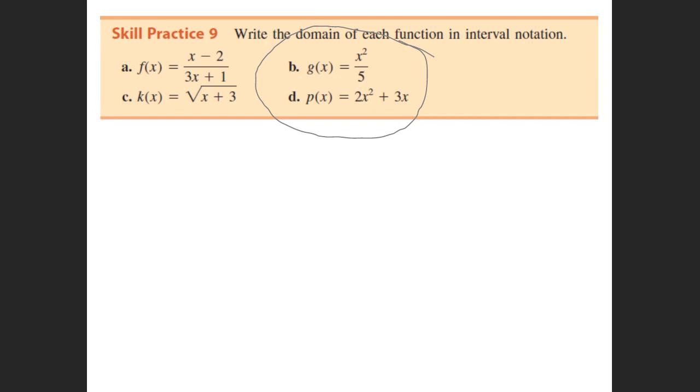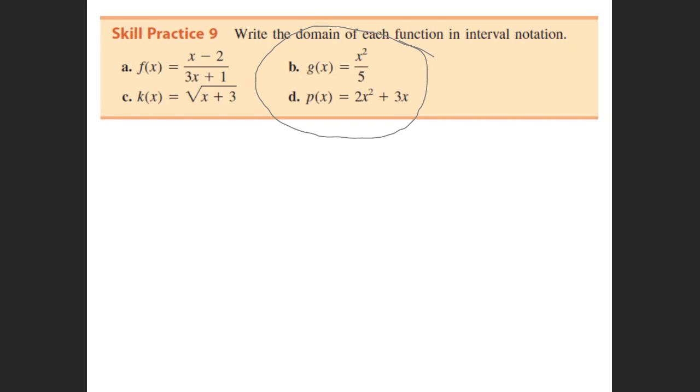Do you have an issue about G and P? Remember, when you have to exclude values out of a function, you have to have a denominator equal to 0 or a negative radical, right? We don't have that. G is x squared over 5. The denominator will not be 0 at any x. So the domain of G is minus infinity to infinity.